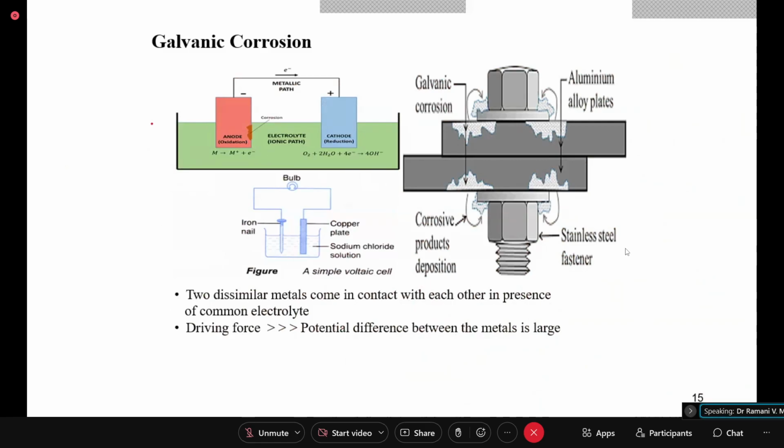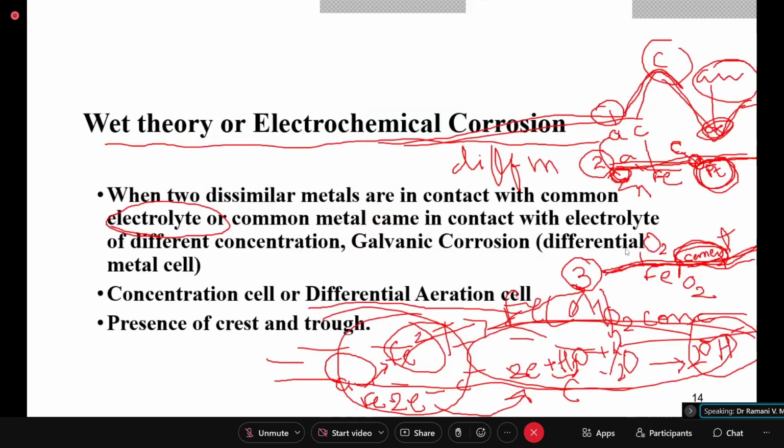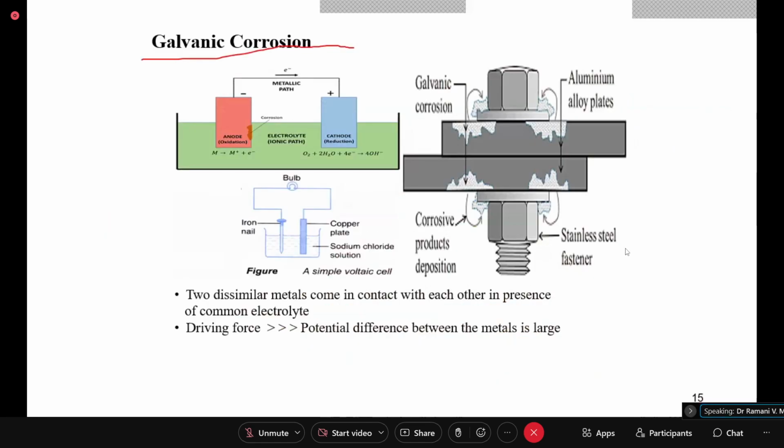Now, coming to galvanic corrosion, it says that you have an anode and cathode. Here it is shown like this, but actually you will not see a metallic wire connecting these two things. This is an experimental setup; in a laboratory you can find such a setup. In nature, or during operation, or in machinery, you will find such a cell formation, where the whole assembly is there itself, but the cell is forming.